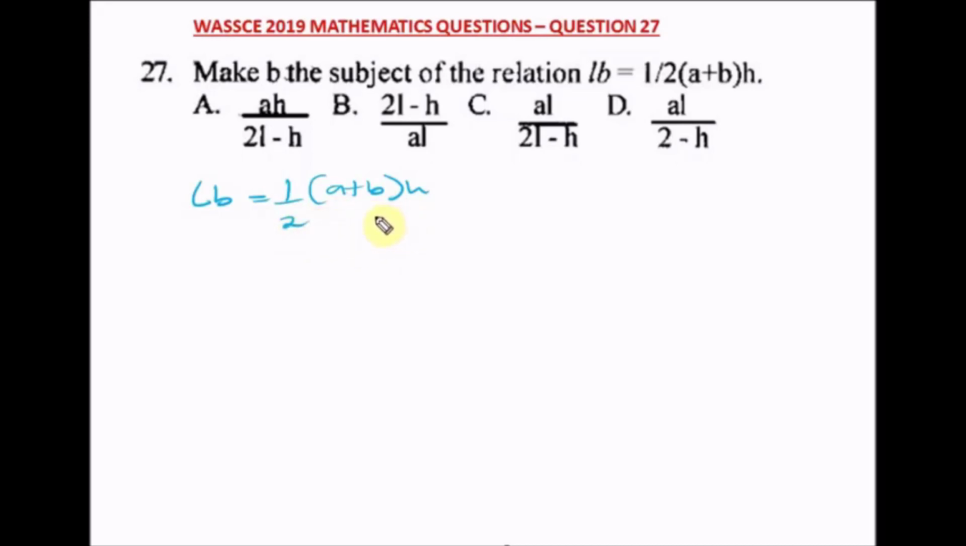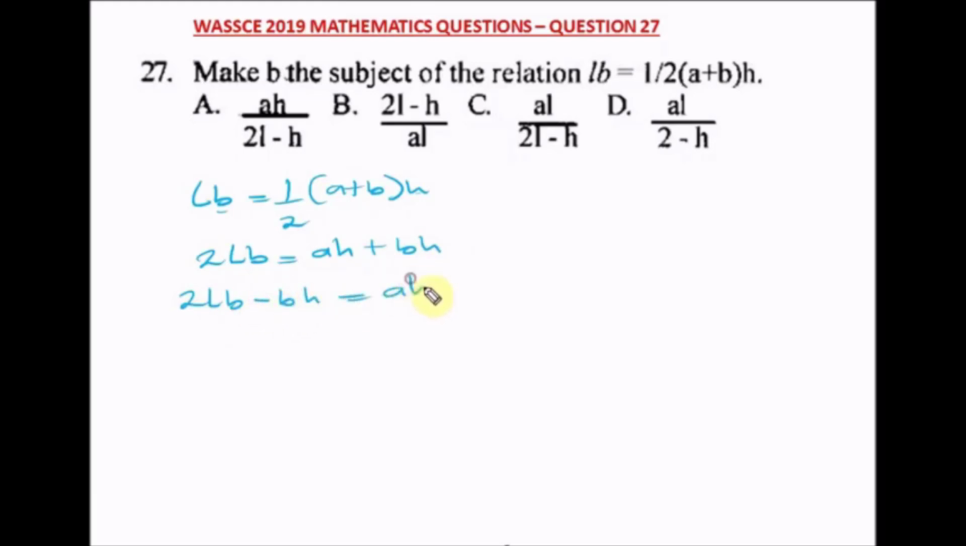So let's go on to making B the subject of this particular relation. Let's take this 2 up here. We have 2LB equal to 1 times everything here will still be the same. So let us open up this bracket with H. H times A will give us AH, alphabetical order, plus BH. We're making B the subject of formula, so everything with B should come here. So we have 2LB, taking this plus BH to this place, we have a minus BH.